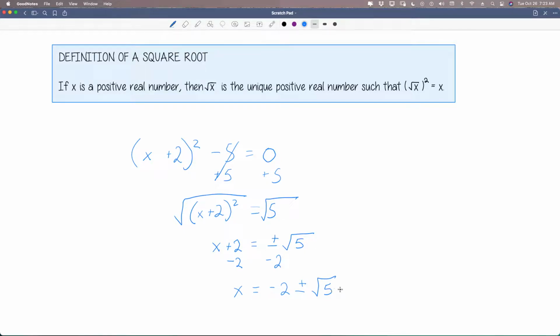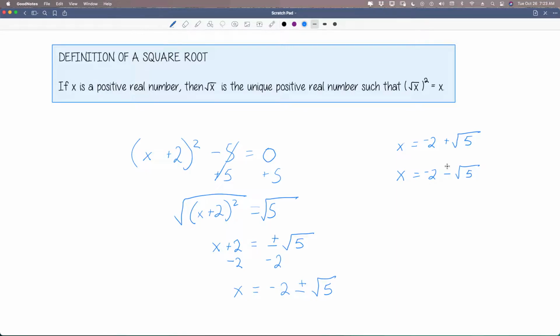And then we can separate those. We say that x is equal to negative 2 plus the square root of 5, and that x is equal to negative 2 minus the square root of 5. So we have two different options there with our answers. We use another process to solve equations that contain a square root radical. First, we isolate the radical, and then we square both sides of the equation.